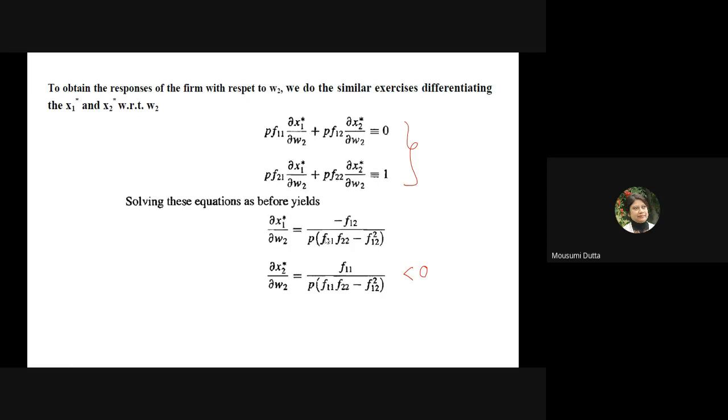So two comparative statics done in terms of W1, in terms of W2 done. Next, we will discuss this comparative statics in terms of P, the third parameter. We had W1, W2 and P. So in the next step, we will do the similar kind of exercise taking derivative with respect to P.